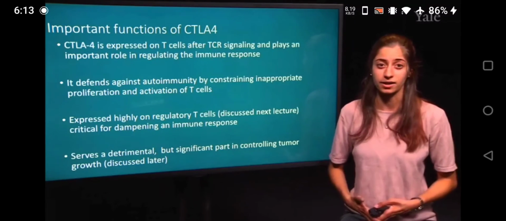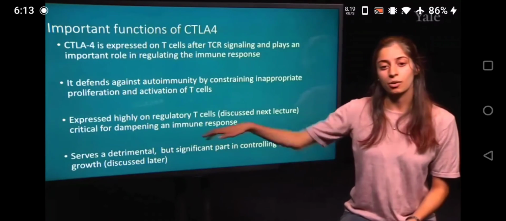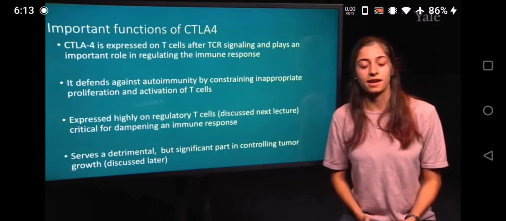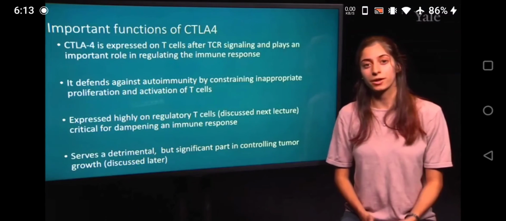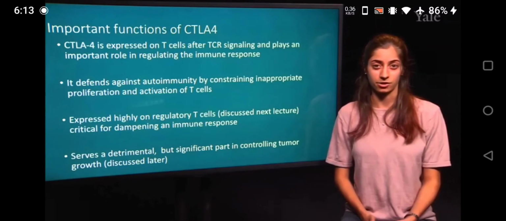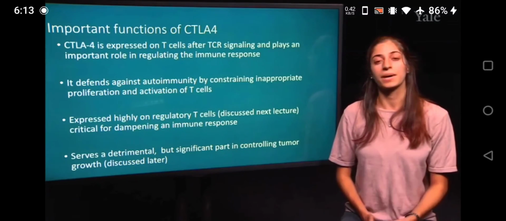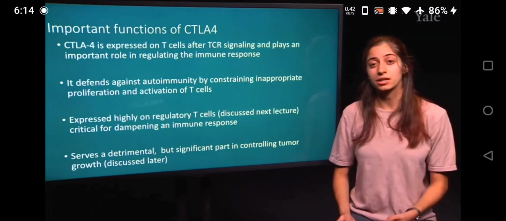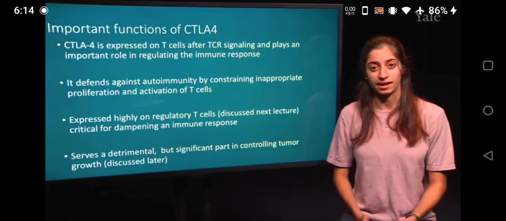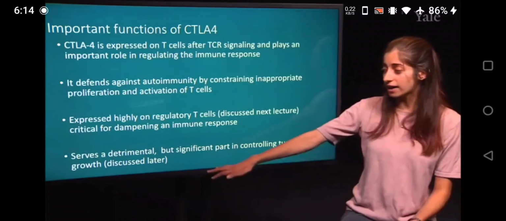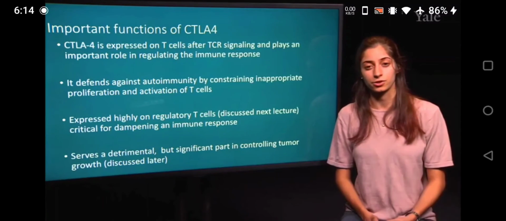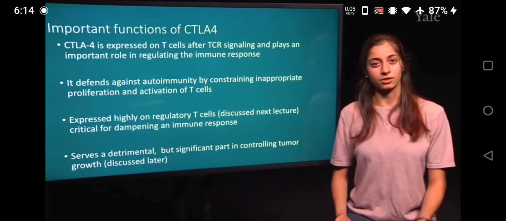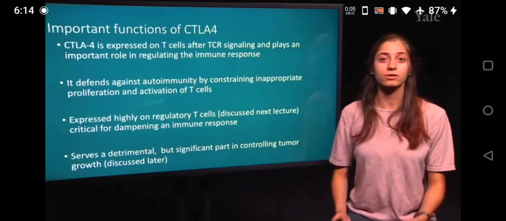A third important role for CTLA4 is that it's expressed highly on regulatory T cells. I won't say too much about this today because it will be addressed in later lectures, but it's also important for dampening the immune system after it has been activated. And finally, it serves a detrimental but significant part in controlling tumor growth. This is something you'll hear a lot about later on when you learn about tumor biology and cancer.